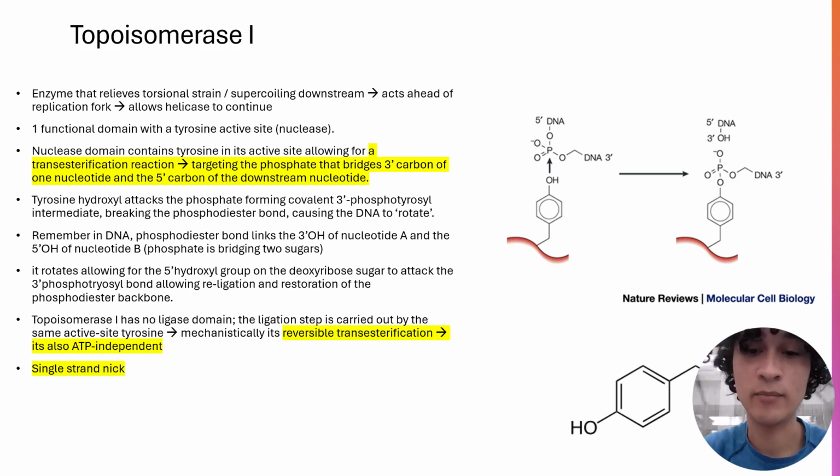It does this through a transesterification reaction, temporarily breaking that backbone in an ATP independent manner, and then that rotation on a downstream nucleotide, or upstream, depending on what way you're looking at it, will result in that relief of tangling, and you get that religation in the backbone. Now, just to emphasize, topoisomerase type 1 is an ATP independent enzyme. Topoisomerase type 2A, which we'll talk about next, is an ATP dependent enzyme.